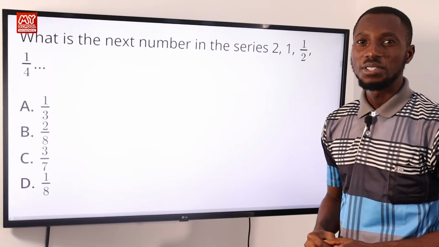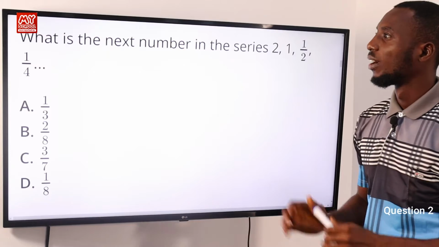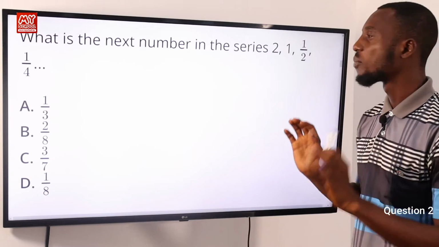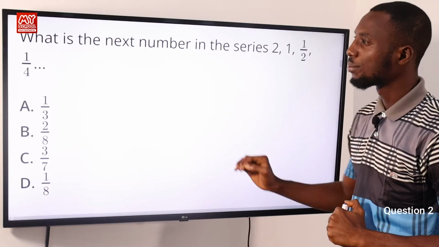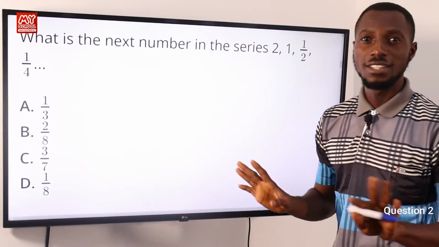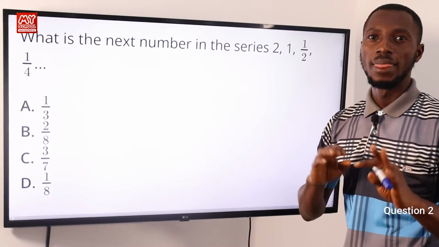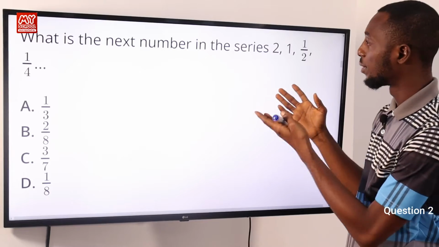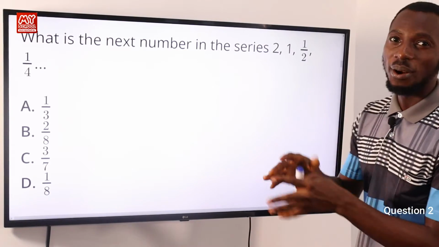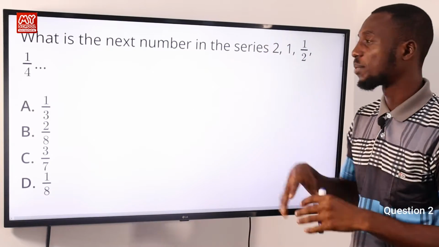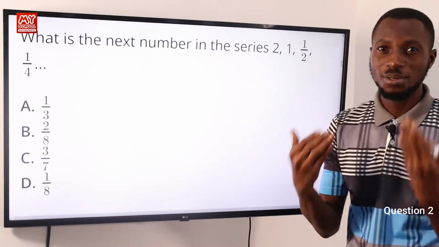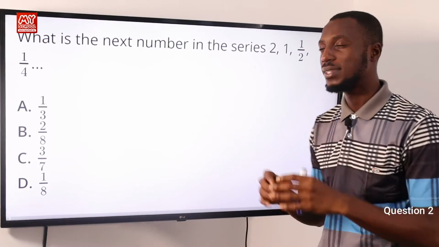Right now we are tackling question 2. What is the next number in the series 2, 1, 1 over 2, 1 over 4? This is very easy to tackle. We don't need to go through the solving of finding the common ratio, saying Tn equals ar to the power n minus 1. All we have to do is go direct. Let's just use our sharp sensitivity.